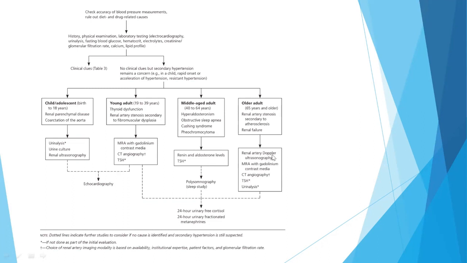We go for renal artery Doppler ultrasonography, MR angiography with gadolinium contrast media, CT angiography, thyroid function testing, and urine analysis. Again, if we cannot find any cause, we go for the 24-hour urinary free cortisol and 24-hour urinary fractionated metanephrines.